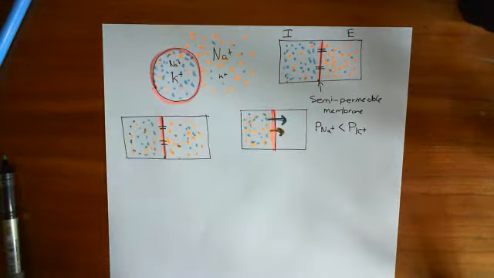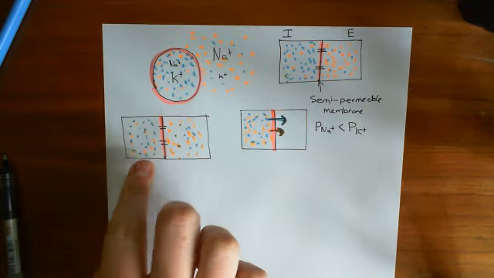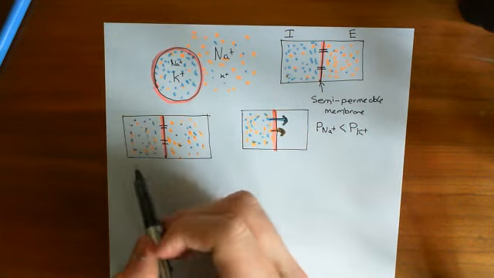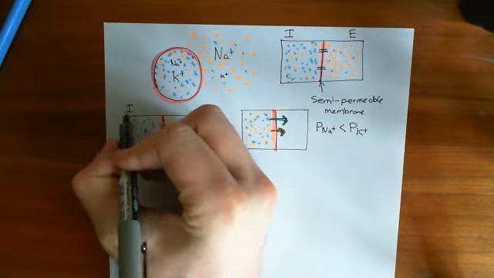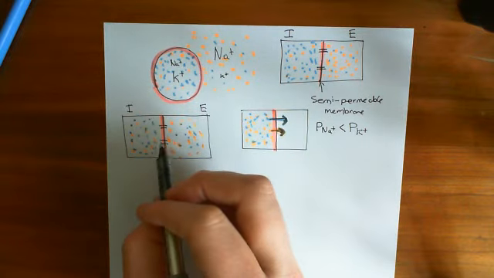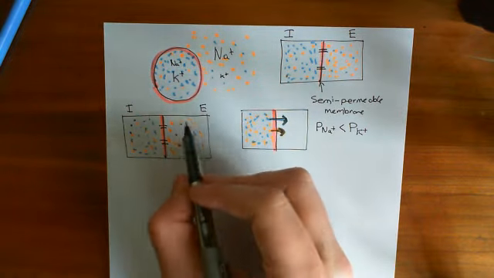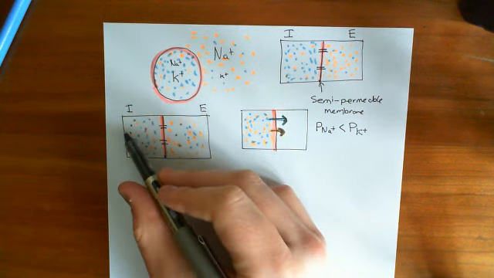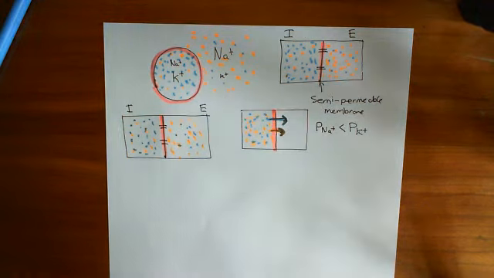And I want to stress that the concentration gradient for potassium, i.e. how much bigger the concentration of potassium on the intracellular side is compared to the extracellular side, is about the same as the sodium gradient going the opposite way, i.e. how much bigger the extracellular concentration of sodium is than the intracellular concentration of sodium.